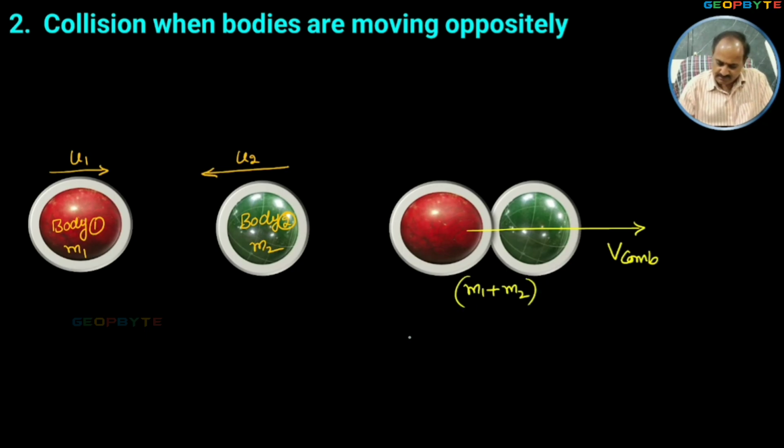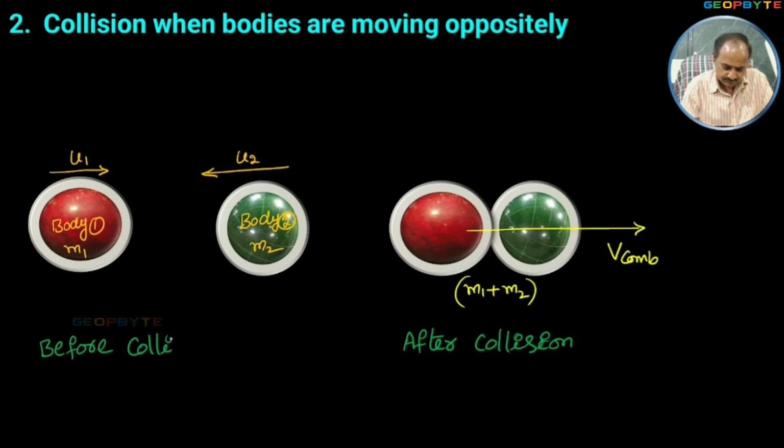So let me write it clearly. This is after collision. This is before collision. For the previous case, collision was happening while both bodies were moving in the same direction. But in this case, the collision is happening in a perfectly inelastic manner while both are moving in opposite directions. Okay. So for this case, let us write the law of conservation of momentum.